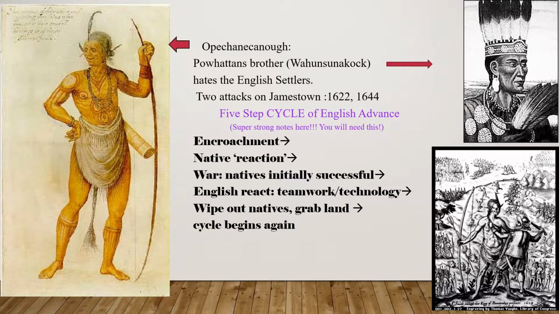But Wahun Sunicock, he was like, no, the English are evil. We got to get rid of them. They have to go. These are bad people. This is going to turn out really badly. But Opechancanough said, no, let's give these guys a chance. Opechancanough was much more positive about this, much more cautious.